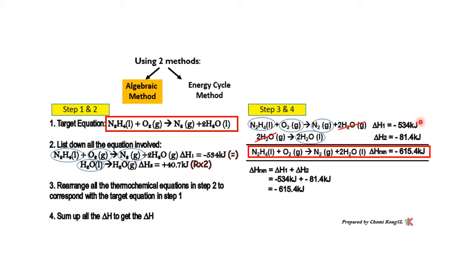So enthalpy 1 with this enthalpy value, enthalpy 2 with this enthalpy value, and then the whole enthalpy of reaction, you just sum up, equal to negative 615.4 kilojoule. Don't forget, you must write the formula, substitution, final answer with unit. This is the complete way to solve the Hess law question by using the algebraic method.